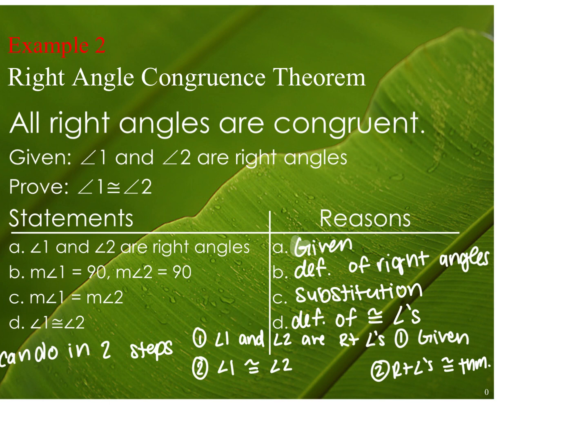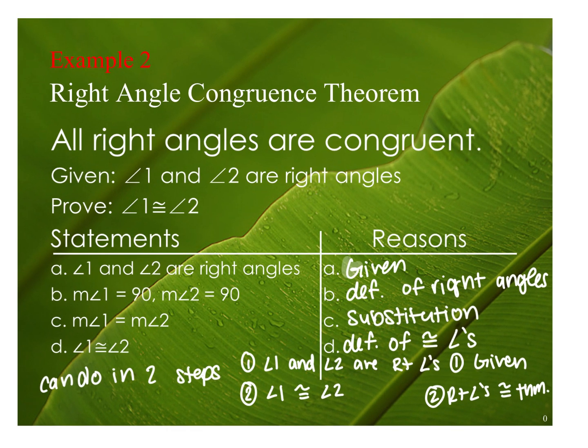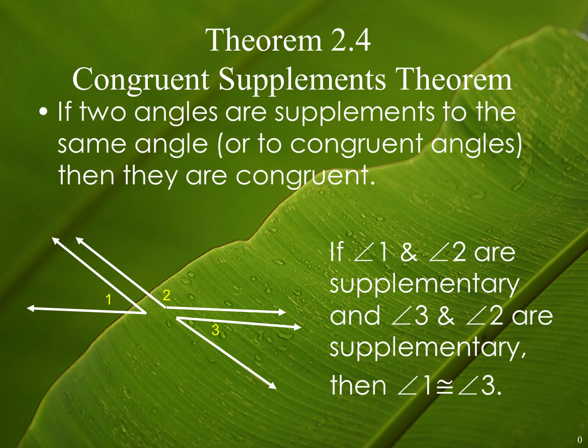Any questions on this one? Okay. All right, congruent supplement theorem. What does supplementary mean? Yeah, it is 180. Congruent means they're equal. So looking at it, if two angles are supplements to the same angle, or to congruent angles, then they are congruent. So if angle 1 and angle 2 are supplementary, and angle 3 and angle 2 are supplementary, then angle 1 and angle 3 are congruent.